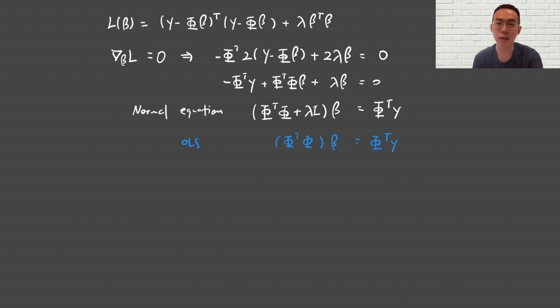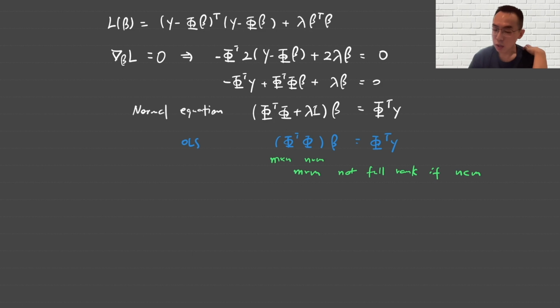Suppose that our phi is an n by m matrix. So phi transpose is m by n, and phi is n by m. That gives us phi transpose phi as an m by m matrix. And sometimes if we have more features than data points, that means phi transpose phi may not be invertible, may not be full rank. It is not full rank if n is smaller than m. So that can happen when we have a lot of features.